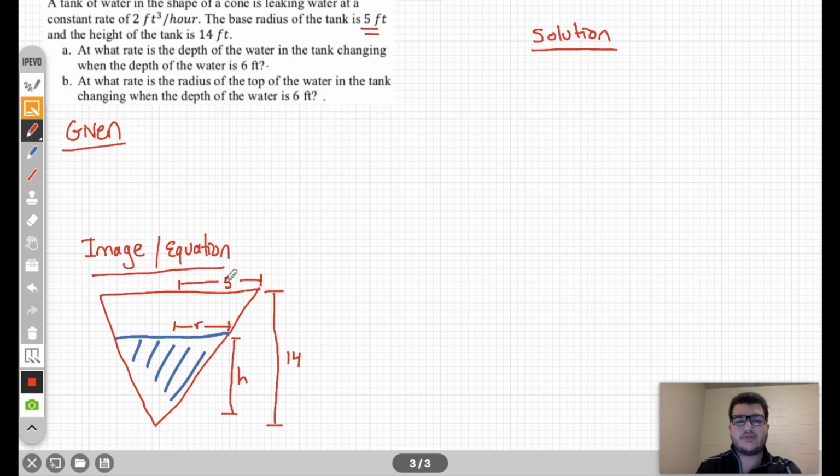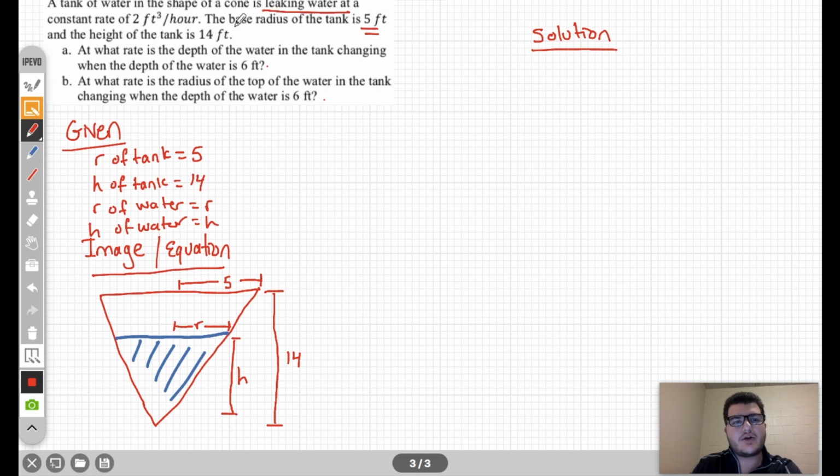Now we can write down our givens. So we have the radius of the tank is 5. The height of the tank is 14. The radius of the water is R. The height of the water is H. Now we're told that it's leaking water at a constant rate of 2 feet cubed per hour. That's a volume. It's a rate of a volume, so we're going to write V prime.